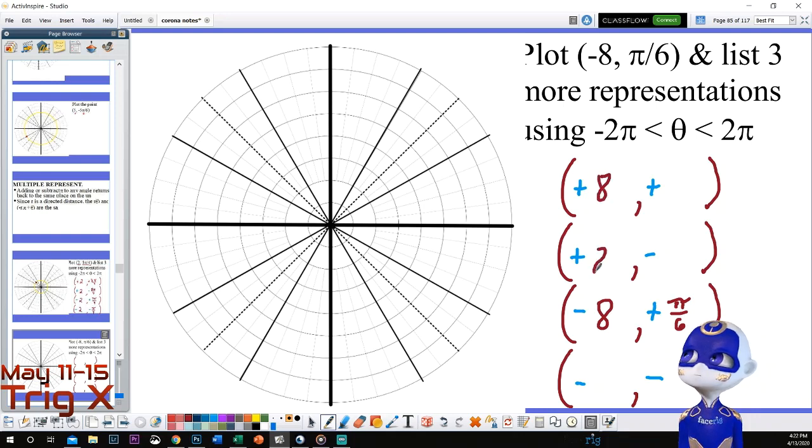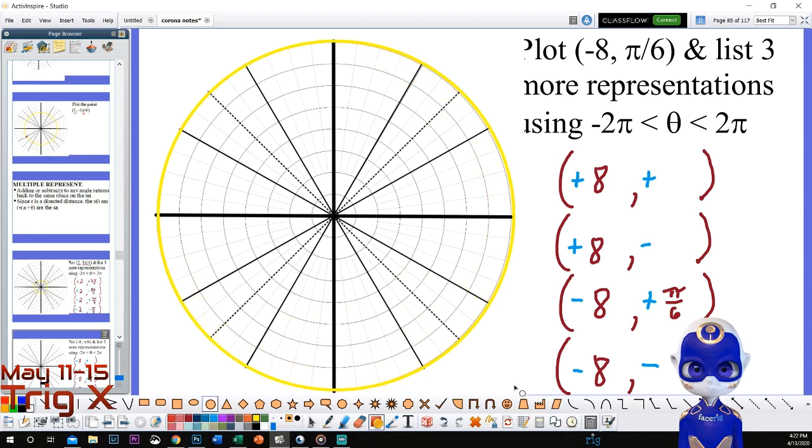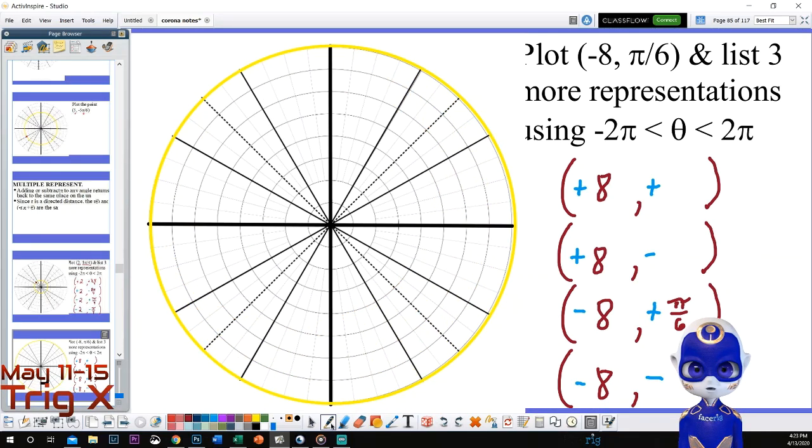Now, I know I can't screw up the r. It's got to be 8 all the way down because I'm looking for something with a radius of 8. So let's see, 1, 2, 3, 4, 5, 6, 7, 8. Oh, okay. So all I have to do is draw a circle that looks like it's about here. Let's see if I did it. Wow, that was pretty good for me. Great. All right, so there's our radius of 8.